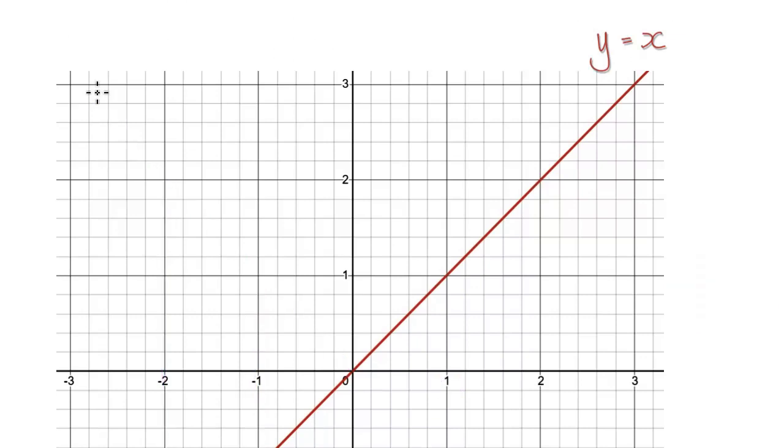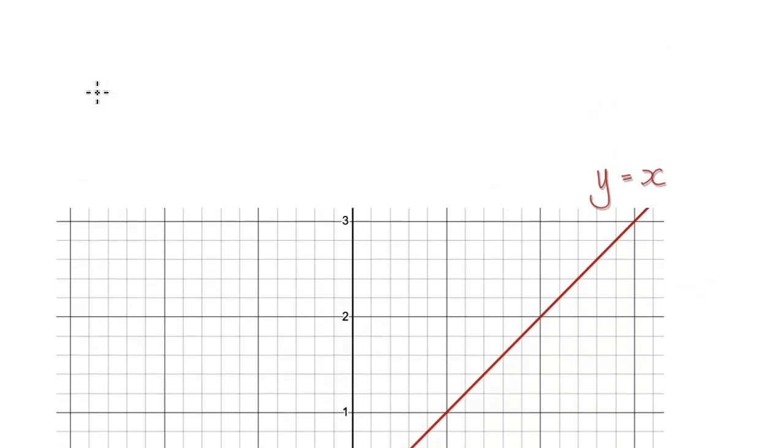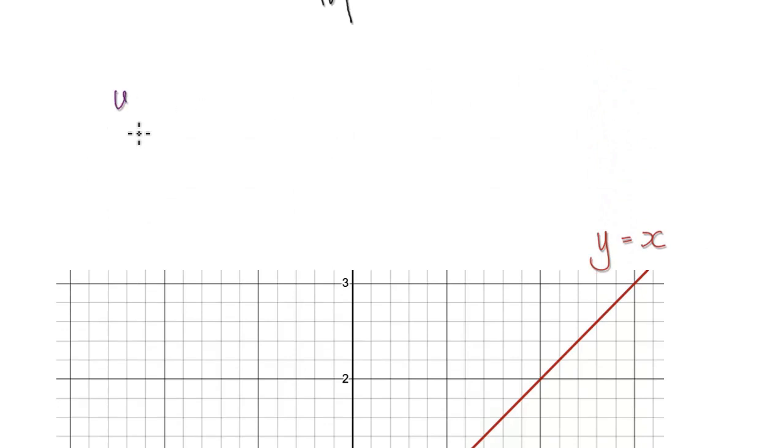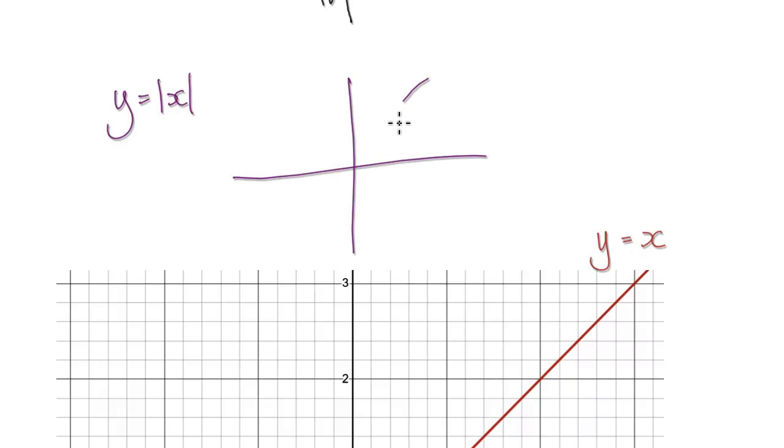So next time, when you're asked to draw the graph y equals the absolute value of x, well, draw your y equals x as normal. This is your y equals x. Well, here it gets moved up to here. Here it gets moved up to here. So your overall absolute graph will look like this.